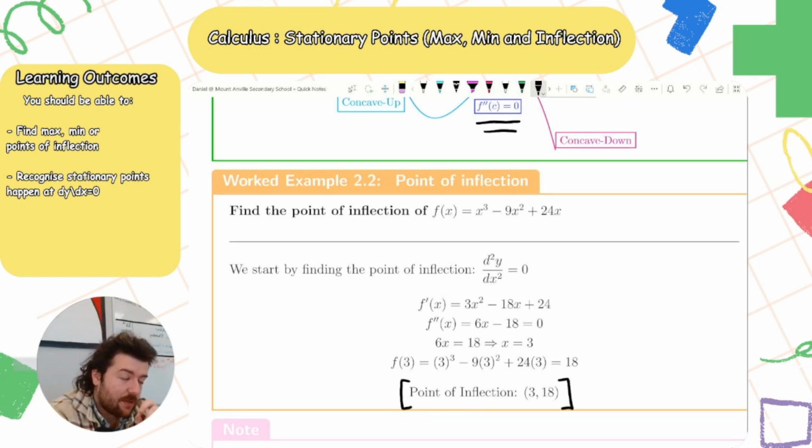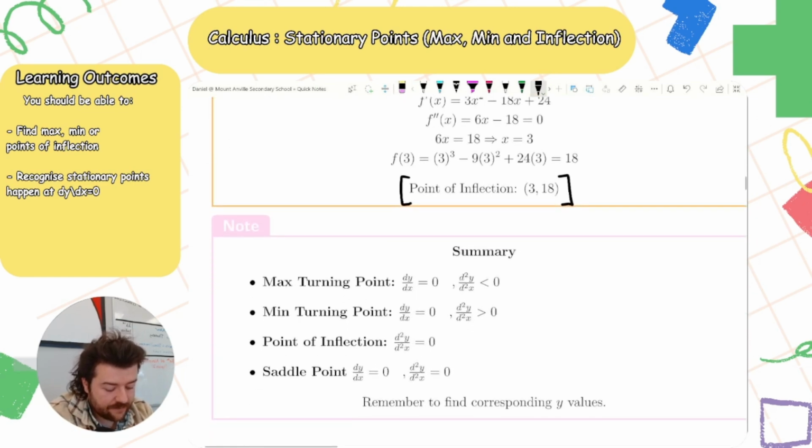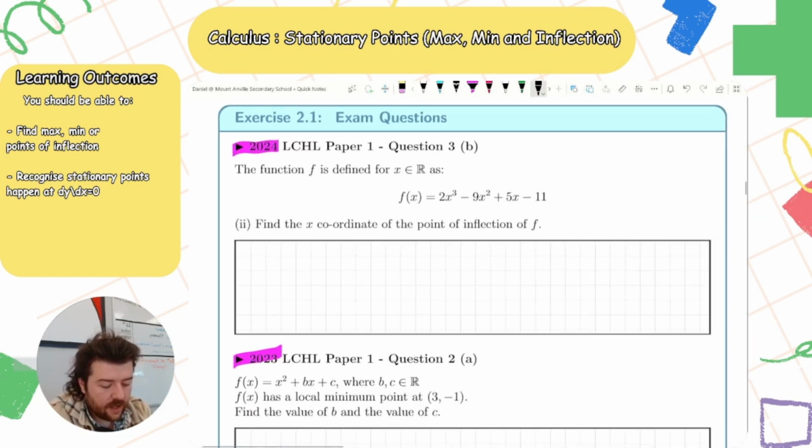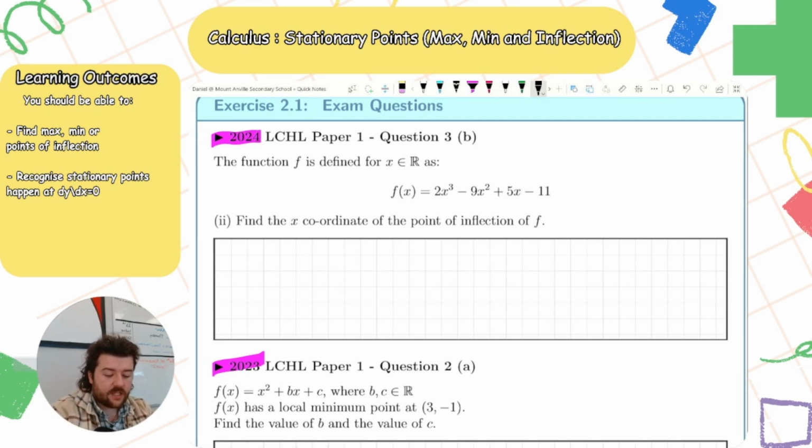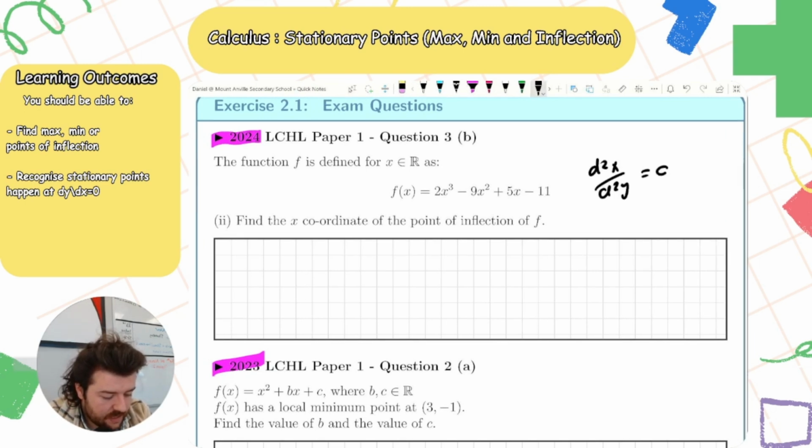So a point of inflection is where it goes from concave up to concave down, and a turning point is when it goes from increasing to decreasing. So let's just have a look quickly at one or two exam questions. This is from 2024. Find the coordinates of the point of inflection. So point of inflection, second derivative equals 0.